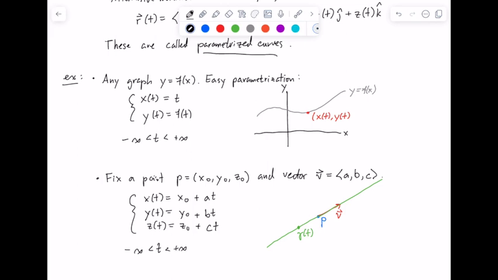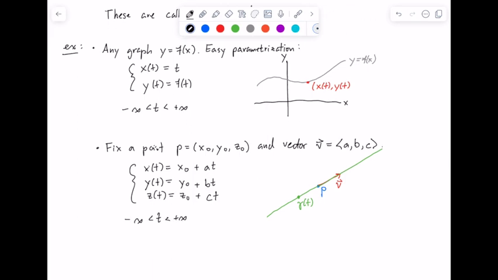And you want to capture this entire line once again. Your interval of parametrization is going to go from minus infinity to plus infinity. If you just want a portion of this line, then clearly you could restrict time as well, just to be in a finite portion.